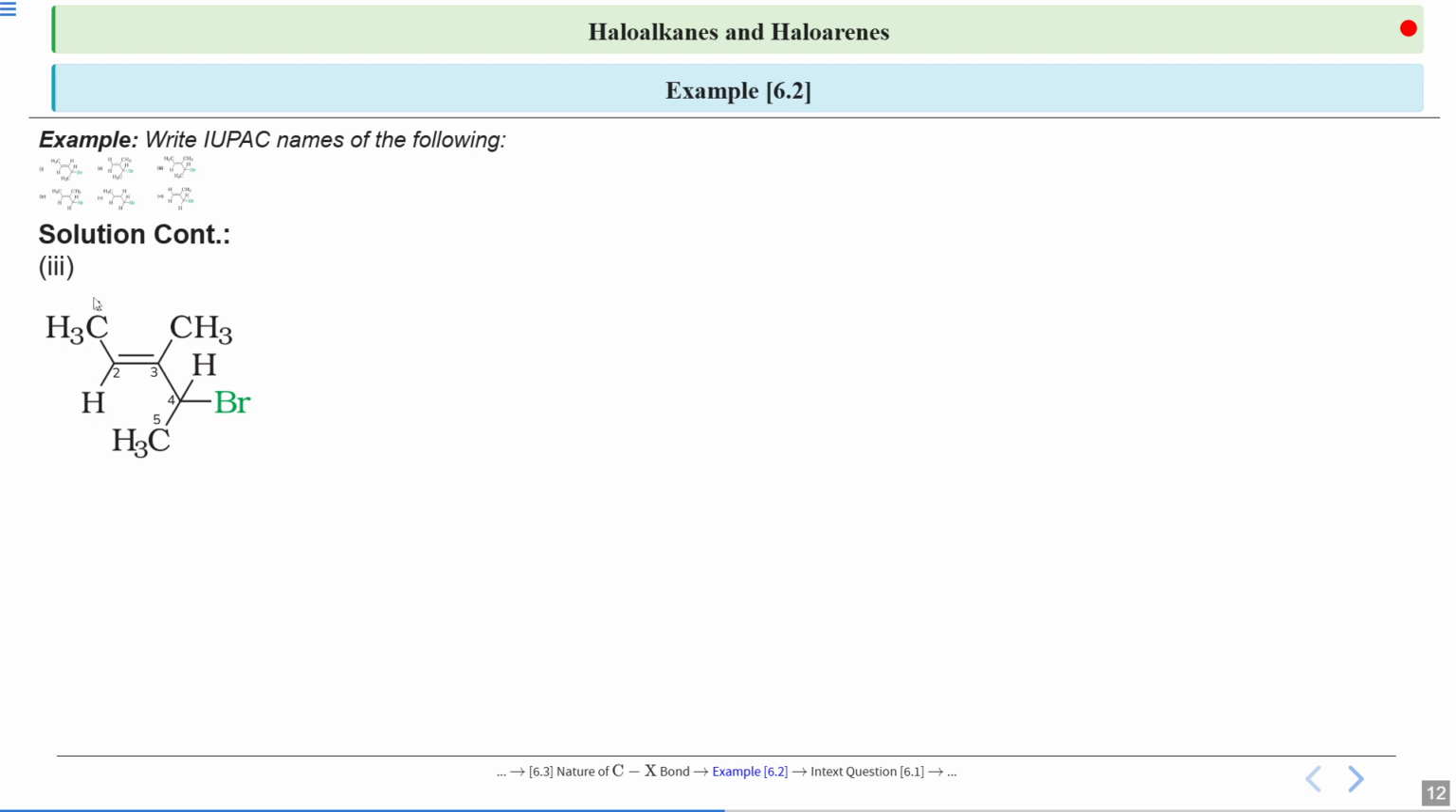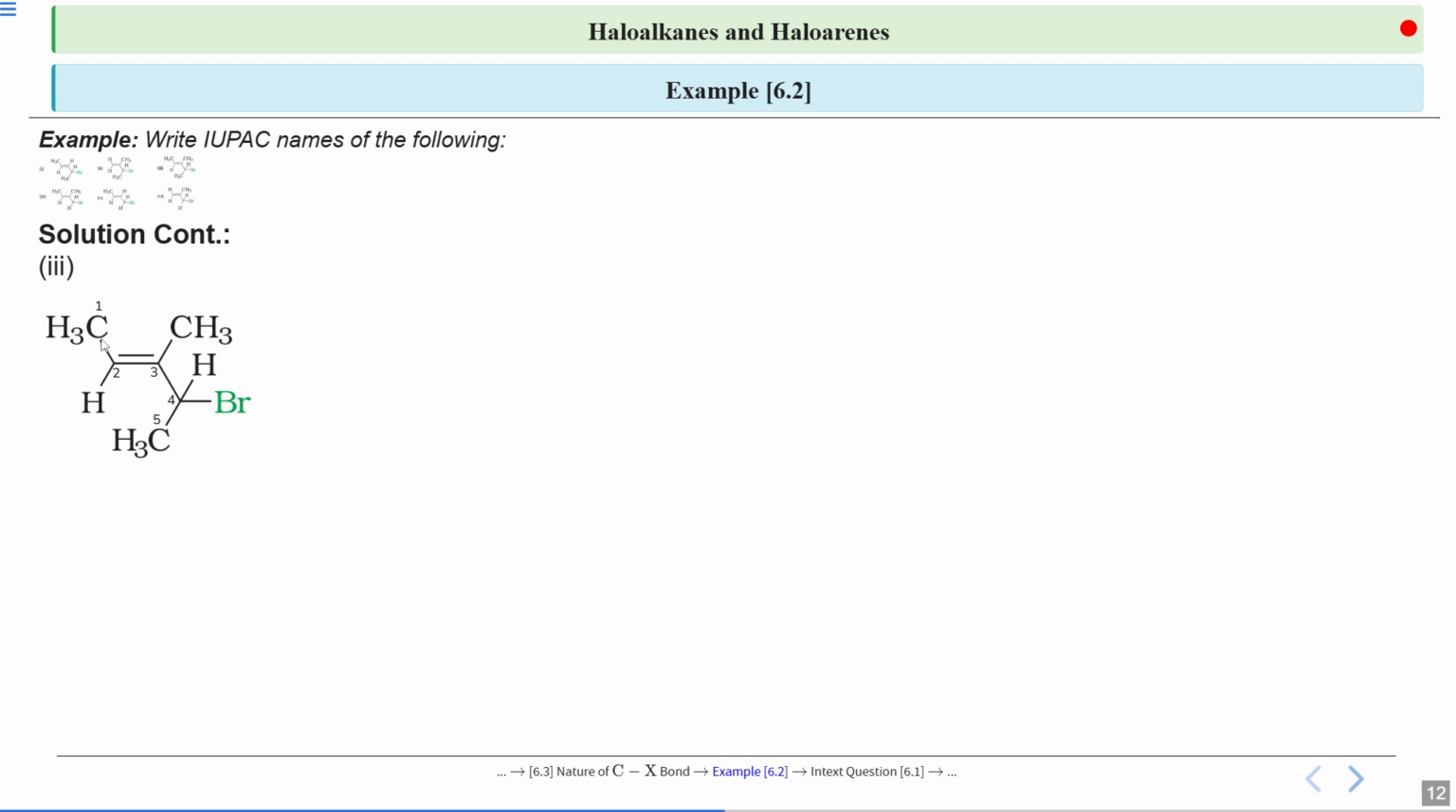So numbering will start in such a way that the lowest possible number is given to the double bond carbon. So 1, 2, 3, 4, 5. Because if you start from here, like from 5, 1, 2, 3, 4, 5, the lowest possible number will come as 3, right? But 3 is greater than 2. So we will consider numbering from the first carbon to the fifth carbon, like from left to right, not from down right to left up.